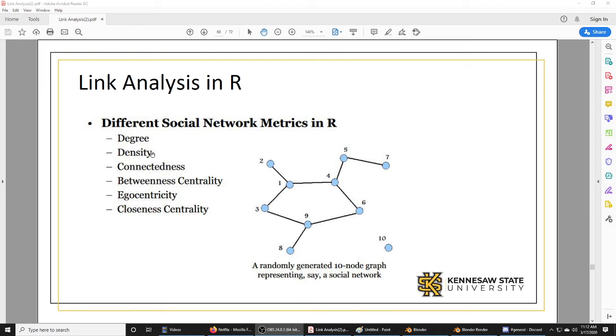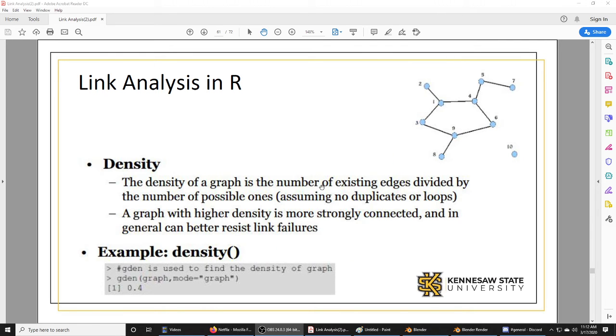Okay. All right. So we're going to talk about degree, density, connectedness, betweenness or centrality, egocentricity, and closeness. All of these we've talked about before except betweenness. So density is the number of existing edges divided by the number of possible ones, assuming no duplicates or loops. A graph with higher density is more strongly connected, and in general can better resist link failures. Okay, so if I want to get a general density, you'll see it's 0.4 here.